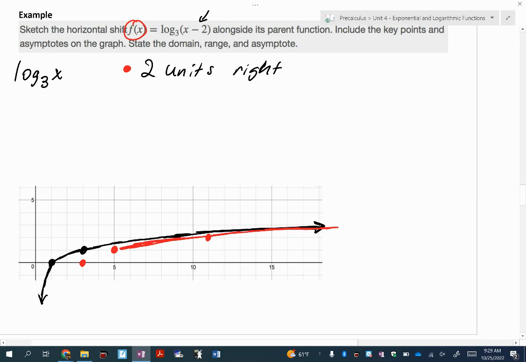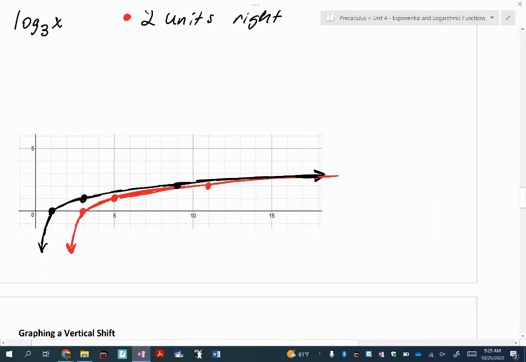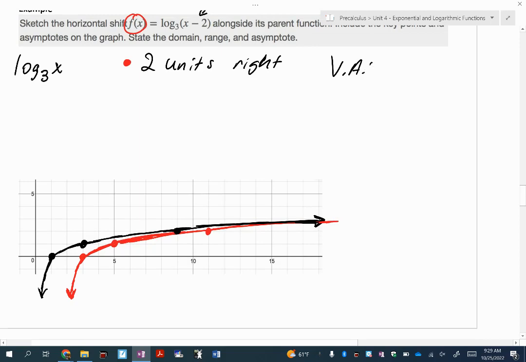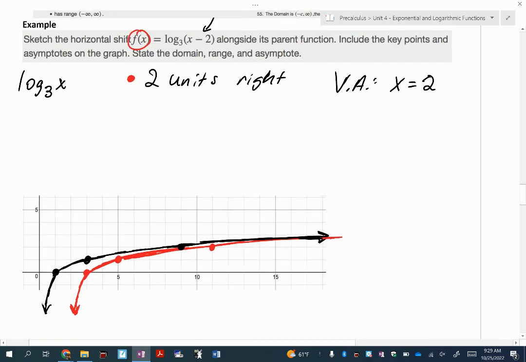Now what this is going to do is change what values I can start with. You'll notice my vertical asymptote is not going to be the y-axis anymore. My vertical asymptote also has to move 2 units to the right to be x equals 2. Essentially, if I try to plug in 2, you'll get log base 3 of 0, which is undefined. So we can't do that. That's why we have a vertical asymptote at x equals 2. In terms of the domain, we're going to move that 2 units to the right as well to have 2 to infinity. But the range is going to be unaffected and still be negative infinity to infinity.